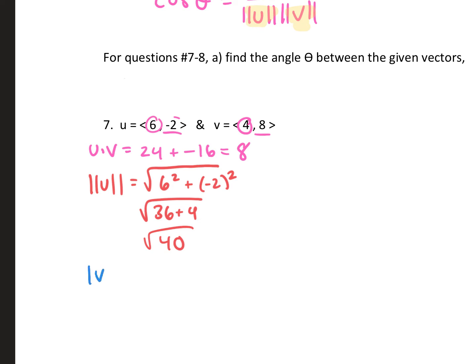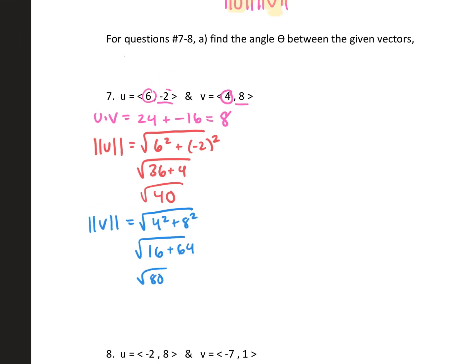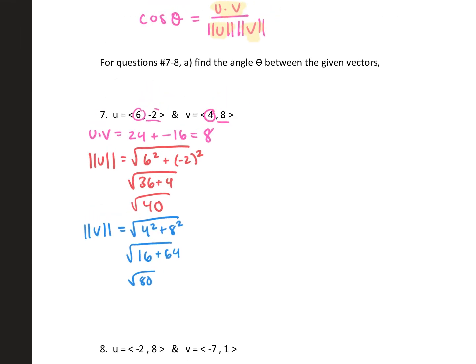Next thing we need to do is find the magnitude of v. So it'll be the square root of 4 squared plus 8 squared. So the square root of 16 plus 64, which is 80. So we plug everything into our formula. We have the cosine theta is equal to 8 over square root of 40 times the square root of 80.